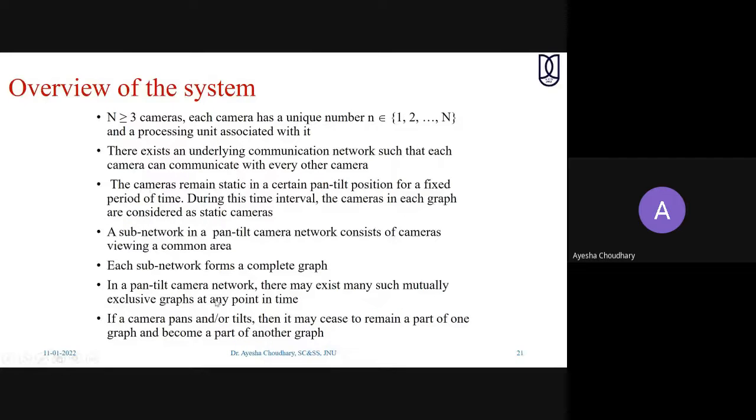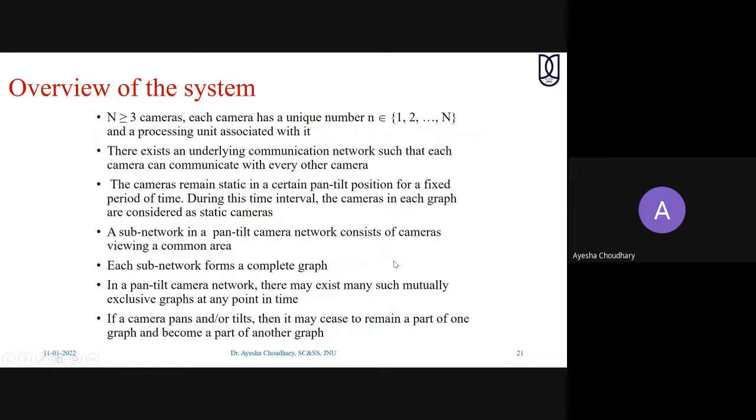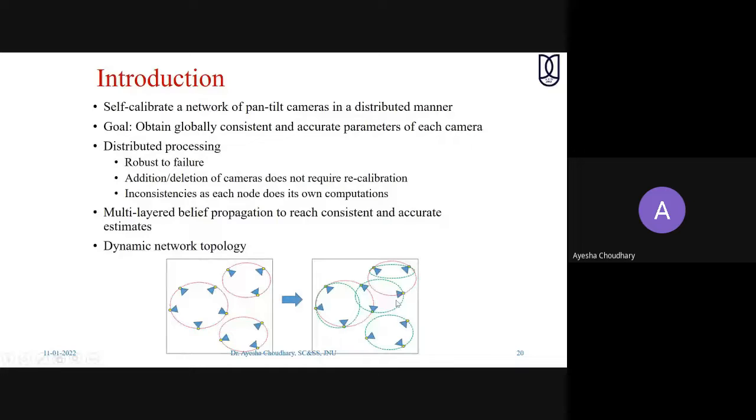And because there are many subnetworks, if you look at this image again, although the topology has changed, only cameras that are looking at a common area are forming a subnetwork. They are complete by themselves and they are mutually exclusive, right? So there is no overlap between these subnetworks as far as we are taking into consideration. It could be that something that is viewing over here may be able to view something over here, but we are not going to consider that. We are only going to consider the area that all these three are viewing together.